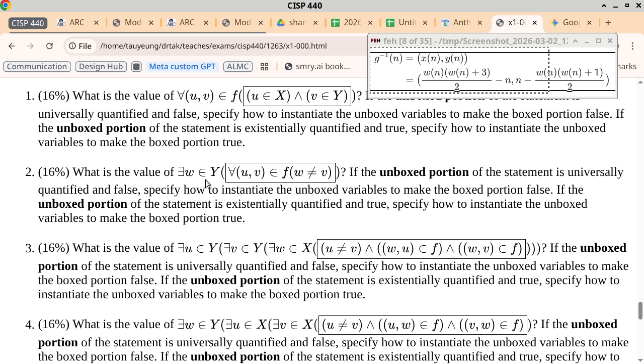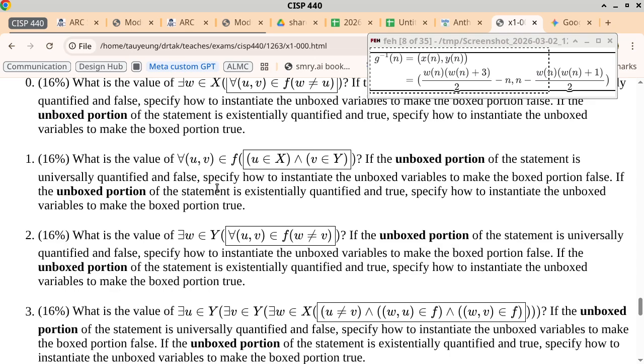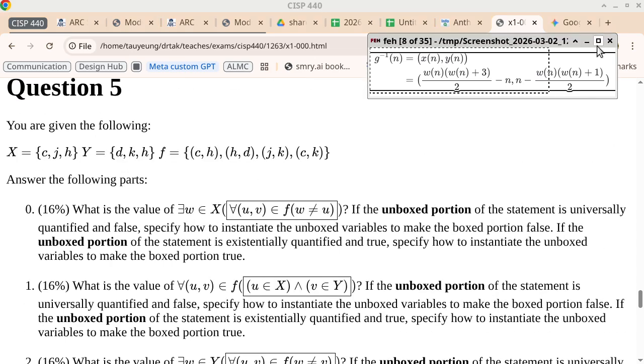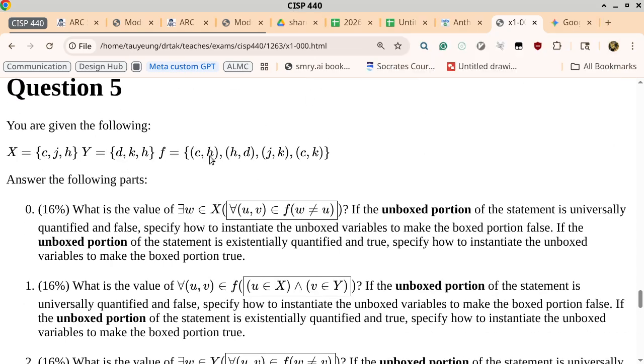Yep, exactly. The first one will take you a little bit longer, but once you decode all of these quantified expressions, the other four questions are like bam, bam, bam, bam, right? Okay. So in this case, let's take a look at the function that we have, or at least the set f that we have here.